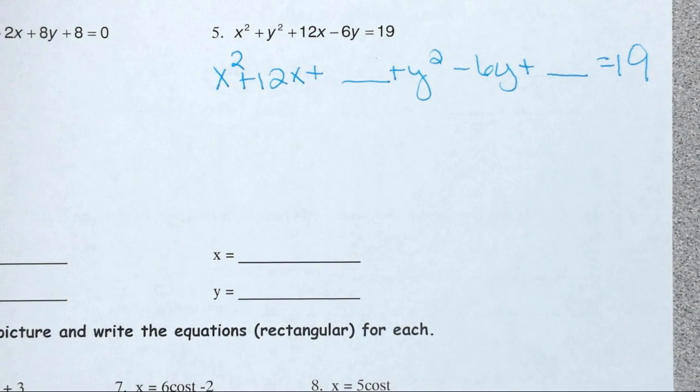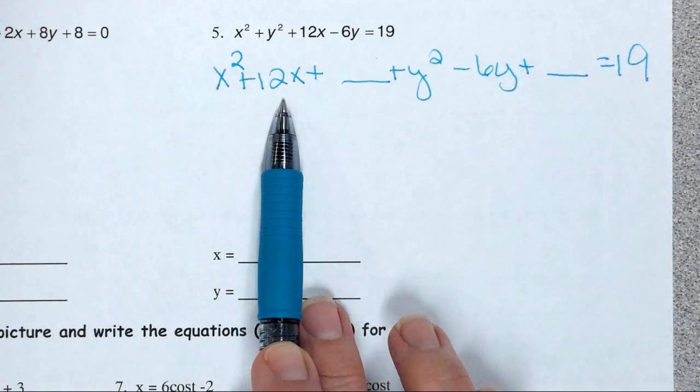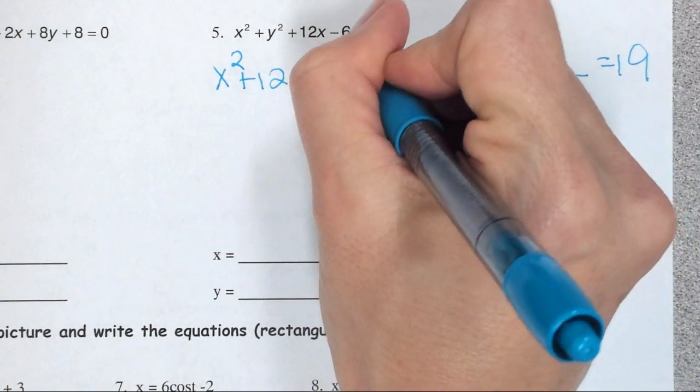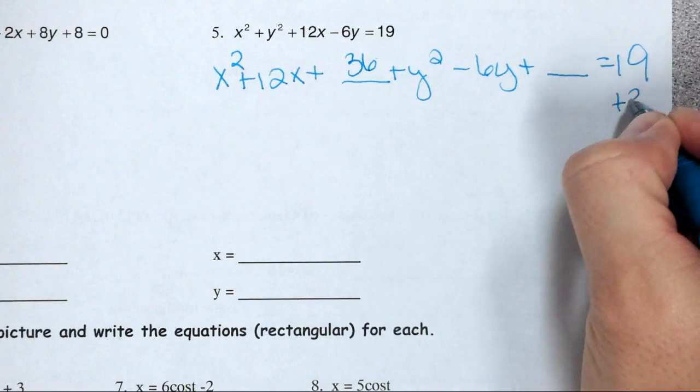Add it. We're going to half it, square it, add it. What is half of 12? What is 6 squared? So I halved it, I squared it, and now I'm going to add it.